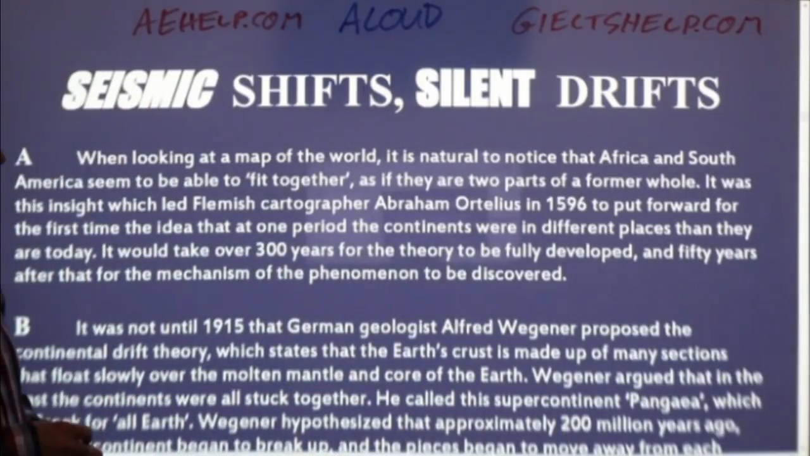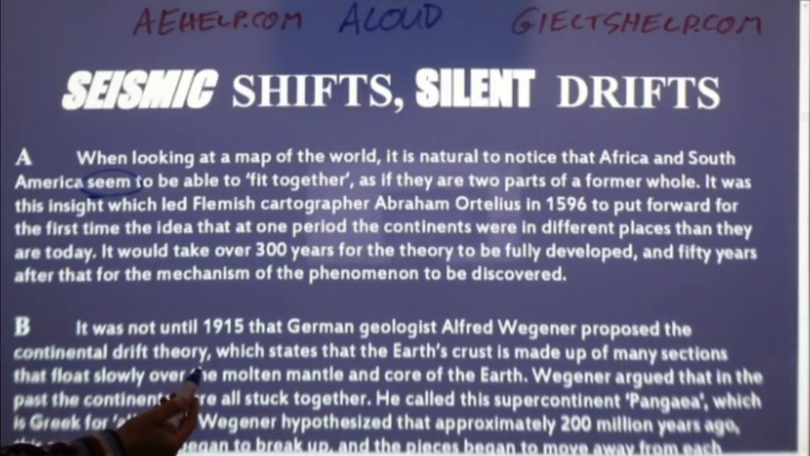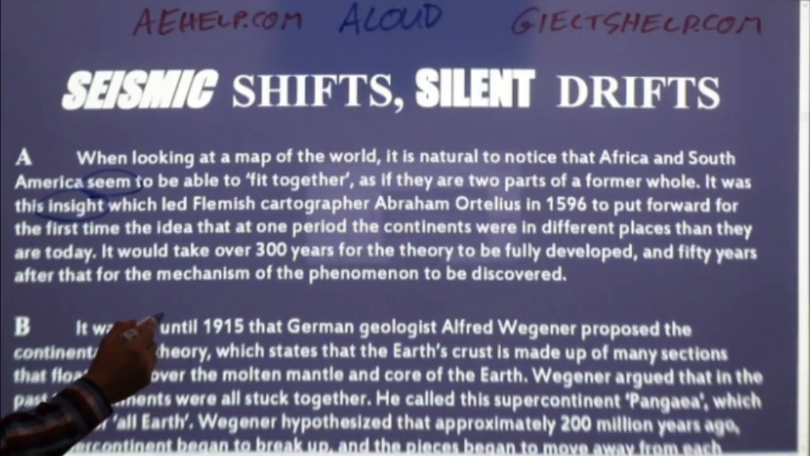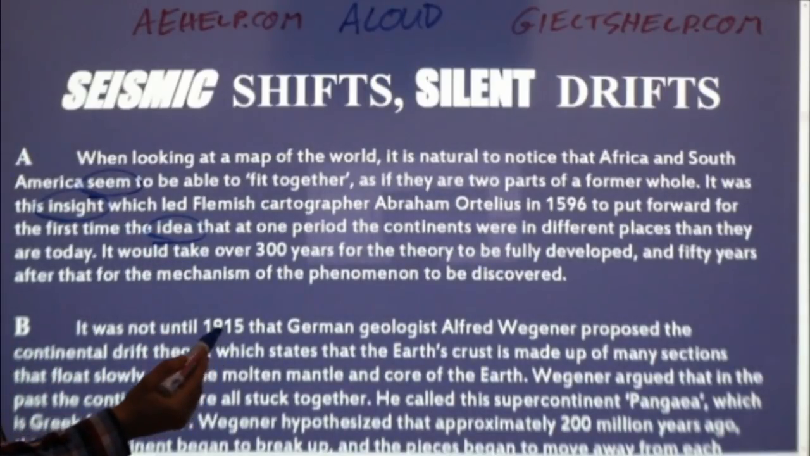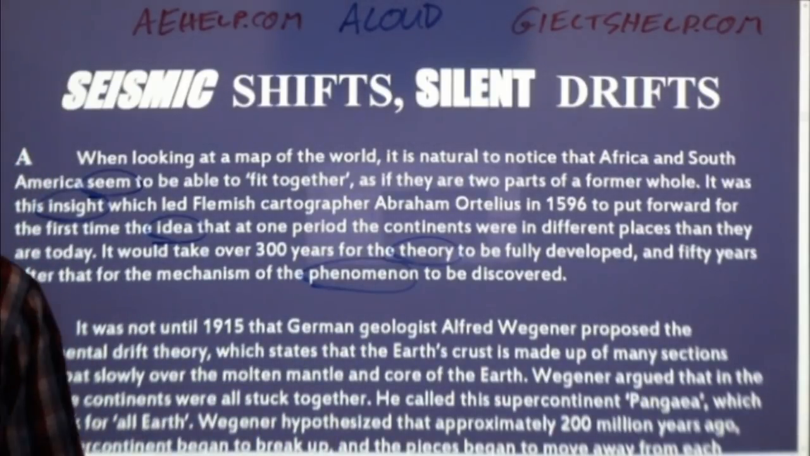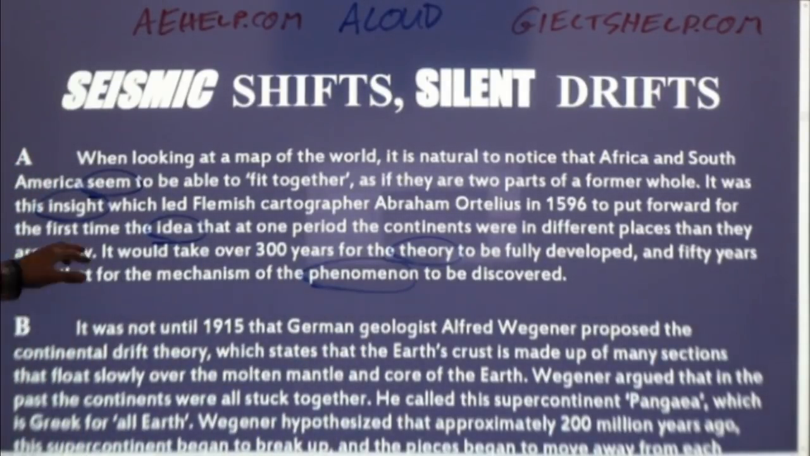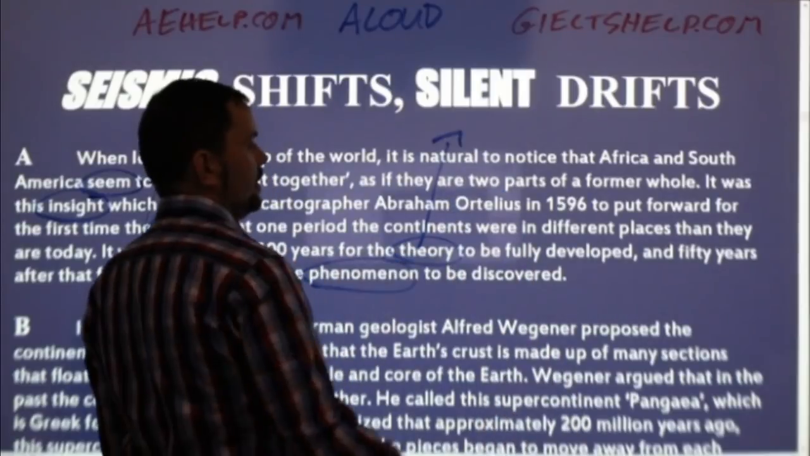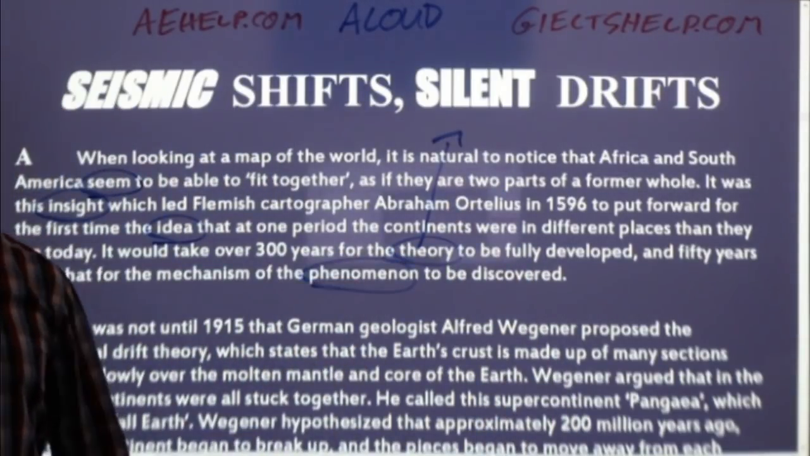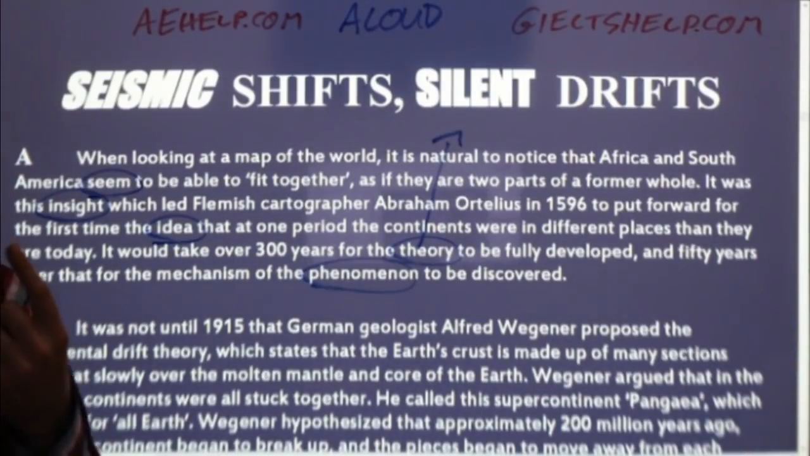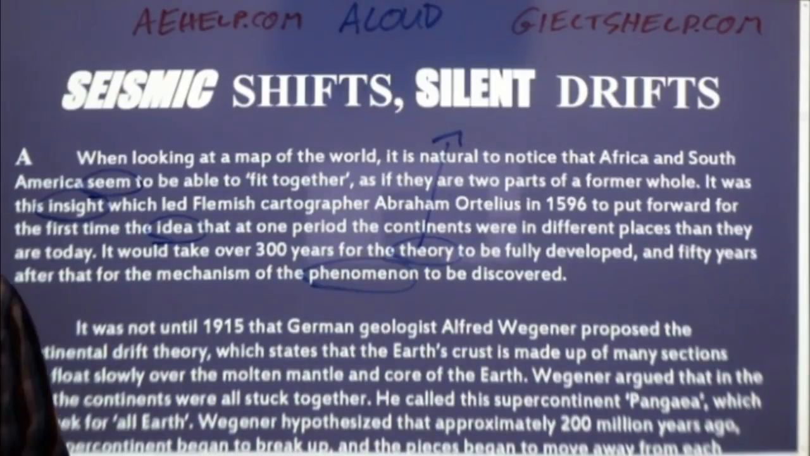Now, watch something interesting here, okay? Seem, insight, idea, theory, phenomenon. So notice that the words seem, insight, idea, theory, and phenomenon all mean what? What do all five of these words mean? If you had to say these five words all mean something, what is that something? What do they all mean?